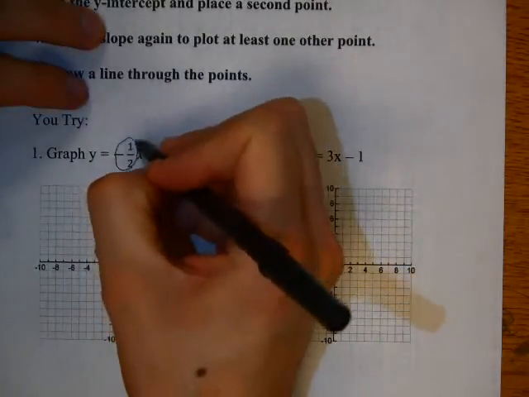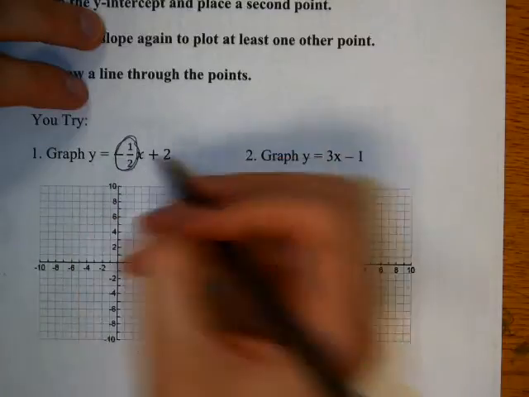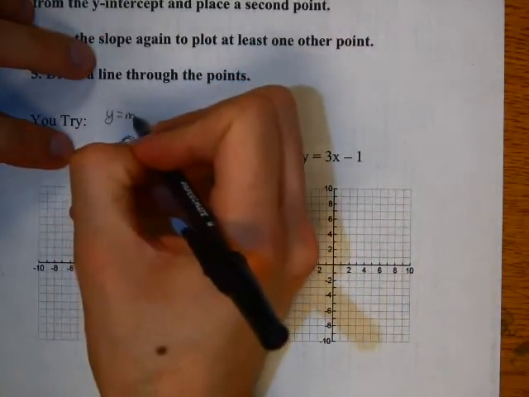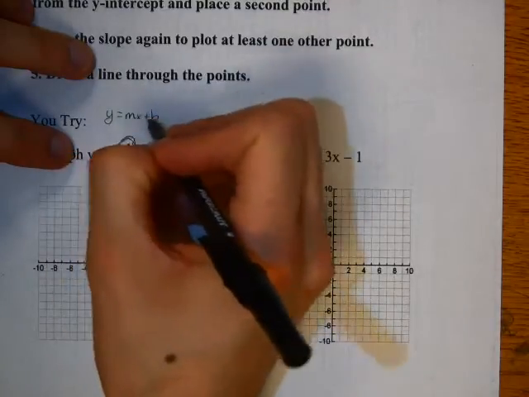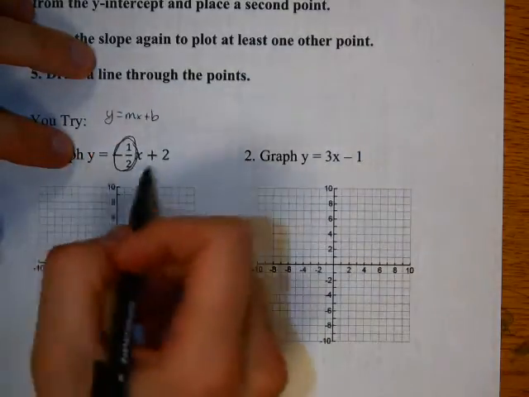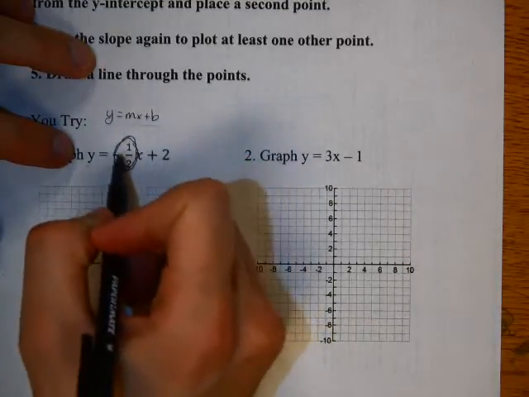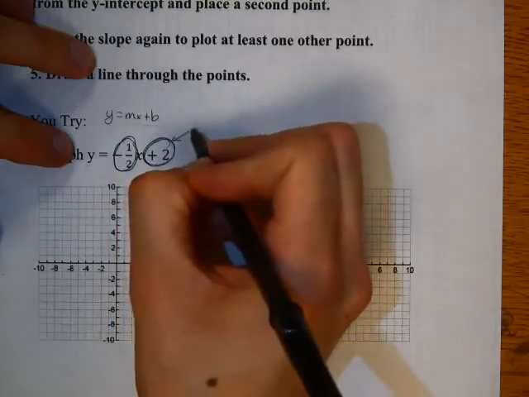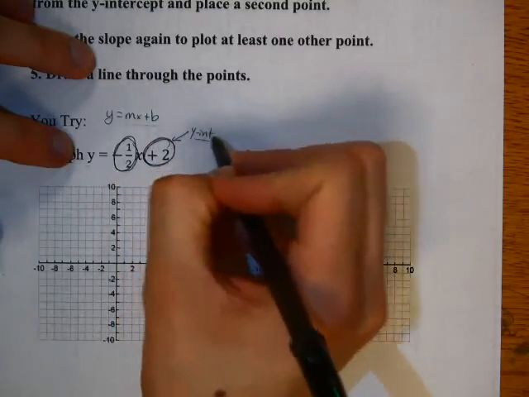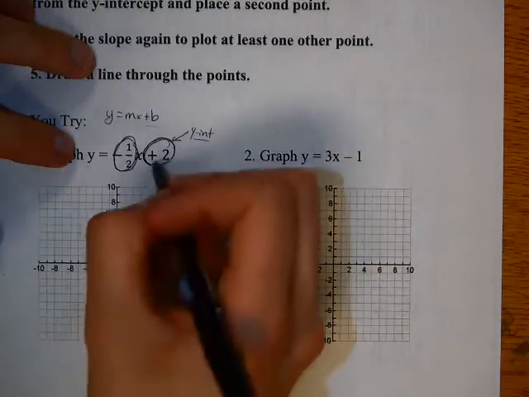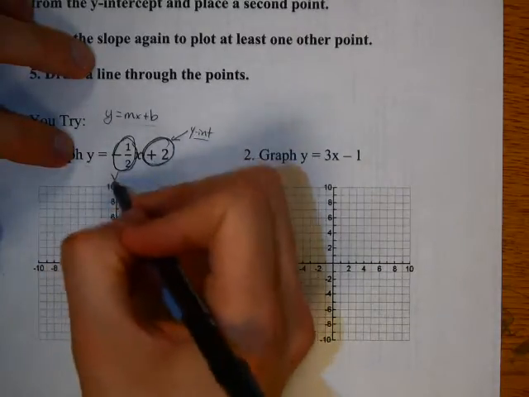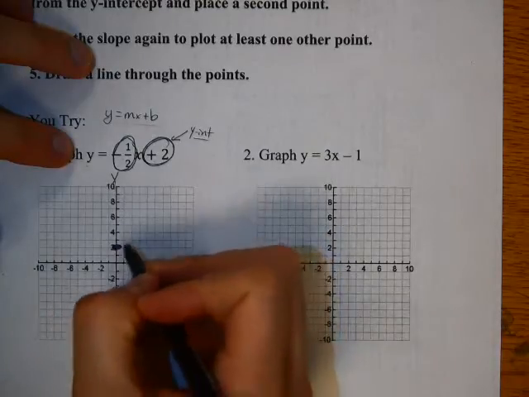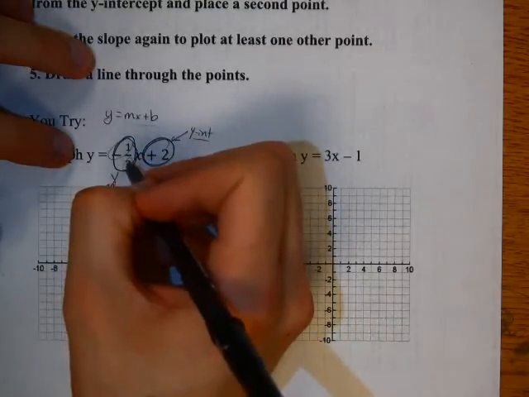So our slope is this first number here, the coefficient of x, and notice that it's already in y equals mx plus b form. Excuse me, it's in slope-intercept form, so it's not in standard form. That's a good thing. It makes it easier to identify the slope. Our y-intercept is this positive 2 right here. So we're going to find positive 2 on the y-axis. Right here.